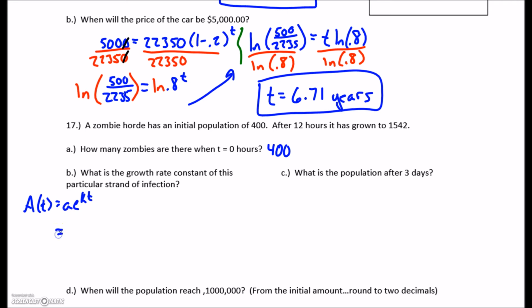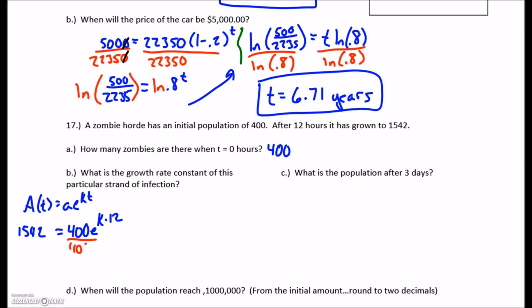So I start with the initial amount. The initial amount was 400. E is the number e. K is the thing I'm looking for, and then what it gives me here, it gives me a time of 12 hours. So if I plug the 12 in here for time, well, after 12 hours, this whole thing is going to equal 1,542. All right, so it's basically saying, when time equals this, the equation equals this. Now I can solve for what's left. I can solve for that k value.